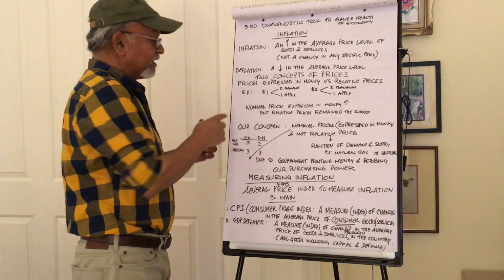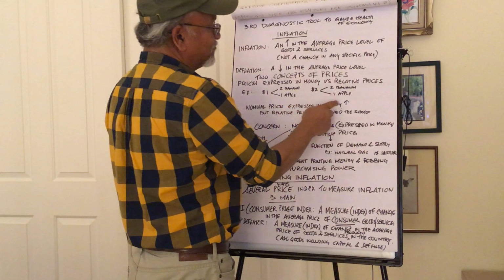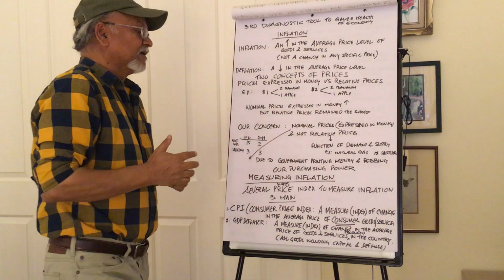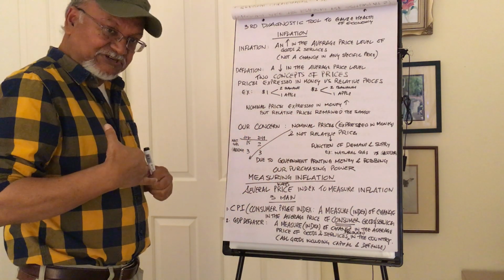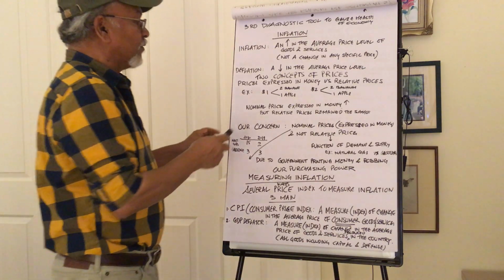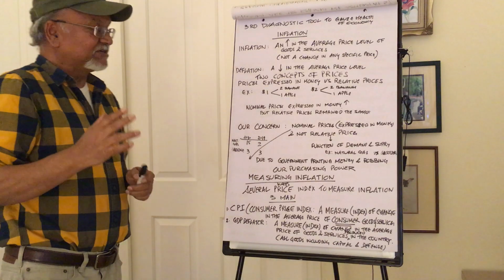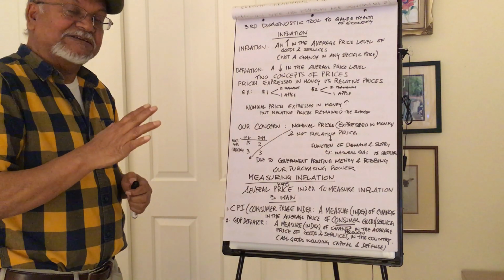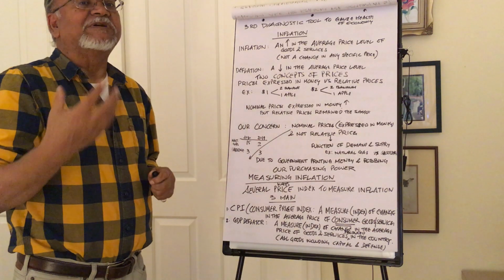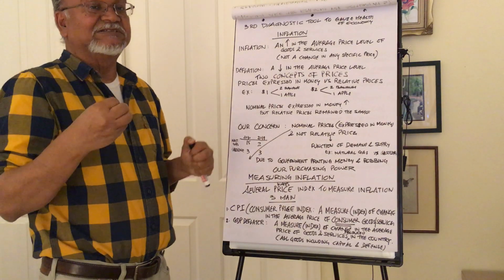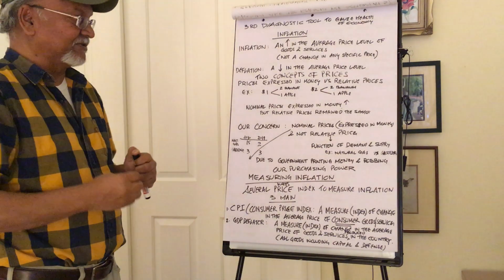So nominal prices expressed in money is what we are concerned with in this class. We're not concerned about relative prices. So just keep in mind, money prices go up because government prints money all the time. Government is the chief culprit for causing inflation.